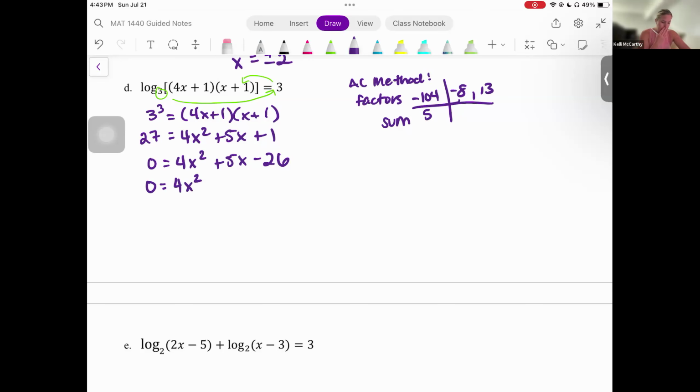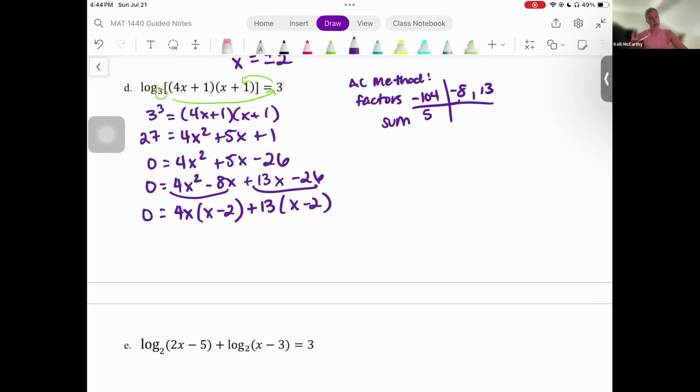Now I'm back to my work on the left, and all I'm going to do now is split up that 5x term using those two factors we just found. So 4x squared minus 8x plus 13x minus 26 equals 0, and I'm going to factor by grouping. 4x squared minus 8x, I can factor out a 4x, and I'm left with x minus 2. 13x minus 26, I can factor out a positive 13. I'm left with x minus 2. The like factor of x minus 2 tells me I'm on the right track. My first factor is x minus 2. My second factor is 4x plus 13.